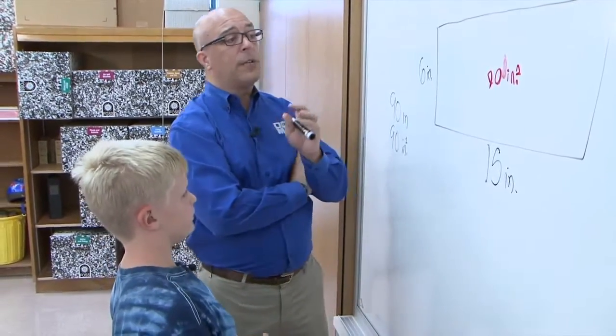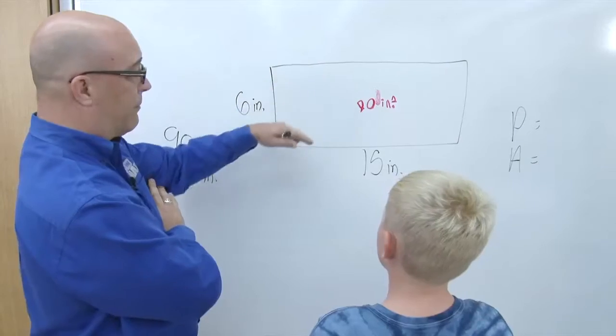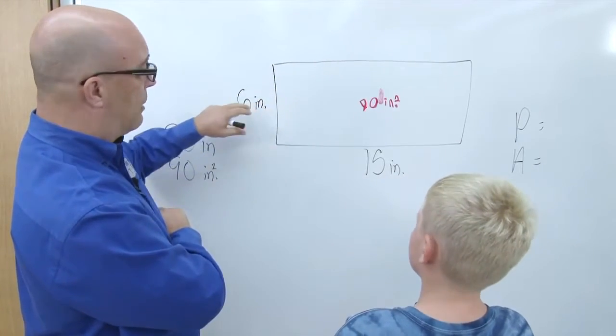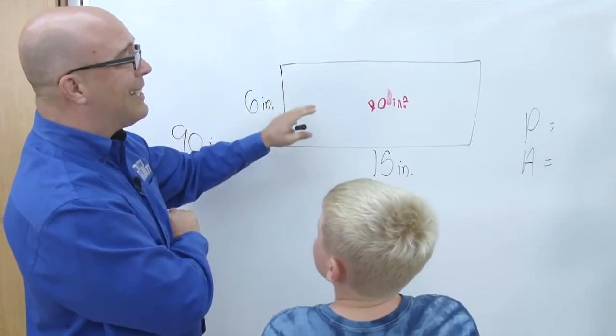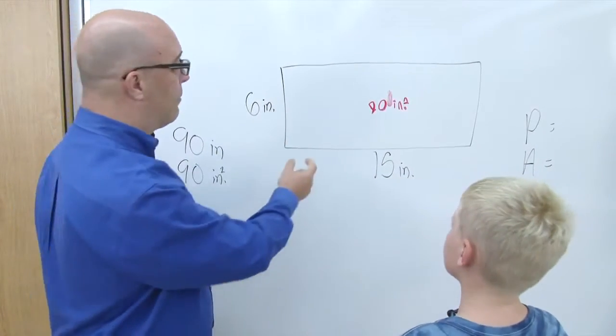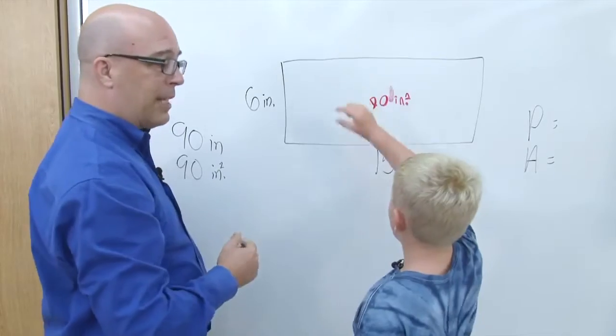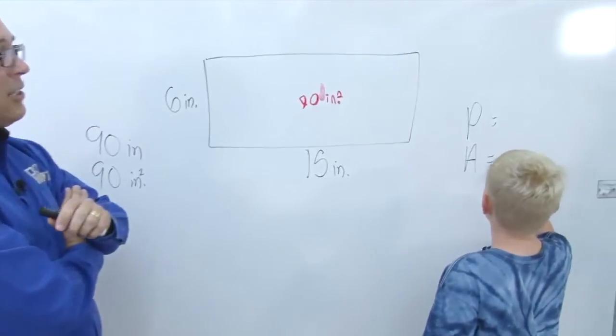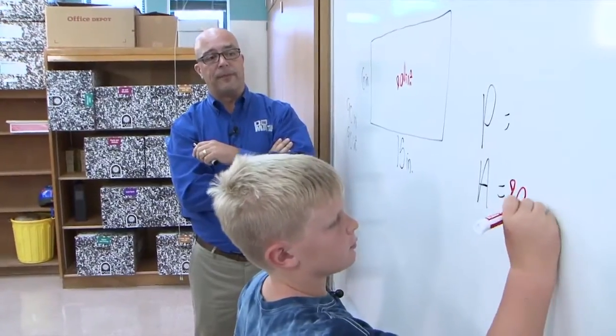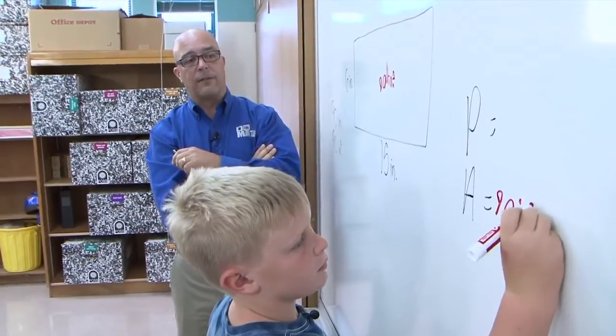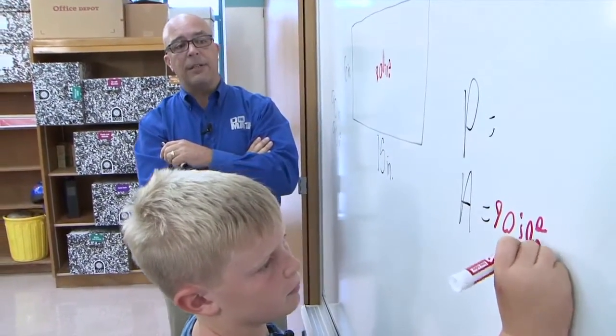Okay. So when we are doing the area of this figure, when we do length times width, it's 90 inches squared, because if we had little inch cubes, right? It would be in a square. There would be 90 of them, right? So it would be area is squared. Yeah. Okay, so next to area, why don't you go ahead and write down the final answer, 90 inches squared. And now we need to do the perimeter.